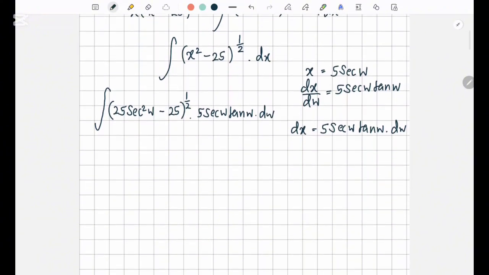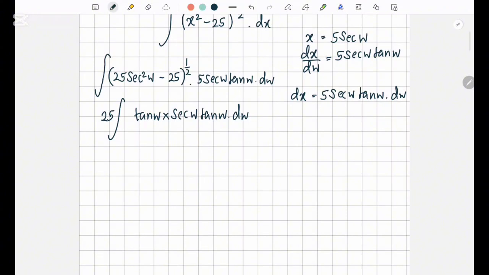Okay, so now you can see 25 you can take that out, so it's going to be 25 to the power half, so that's 5, you can take it out, and we have another 5, so it's basically 25, and sec squared w minus 1 to the power half. So this is tan squared w, and the root gives you tan w, right? So it's tan w into sec w into tan w.